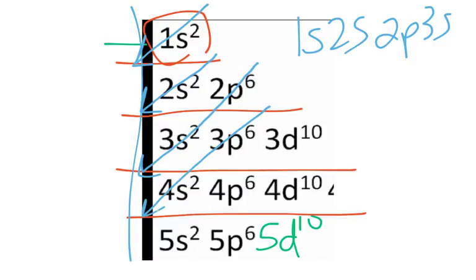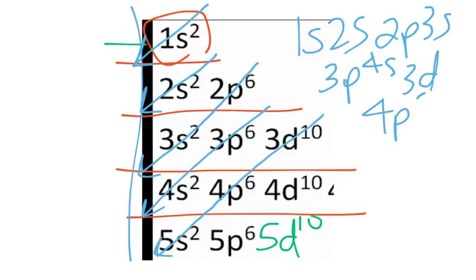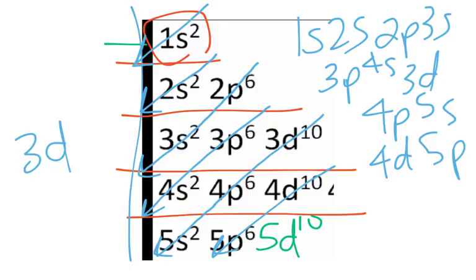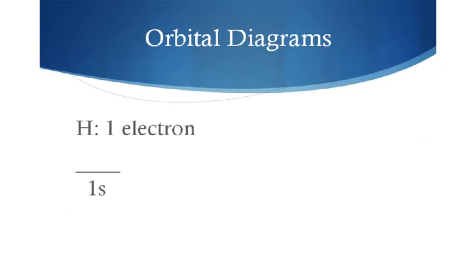Then 3p, 4s. Then 3d, 4p, 5s. Then 4d, 5p. This would help reinforce the fact that 3d would come after the 4s orbital if you're parking electrons.